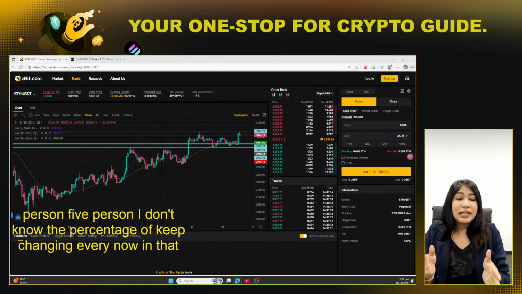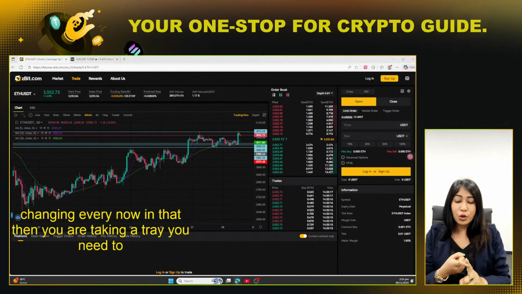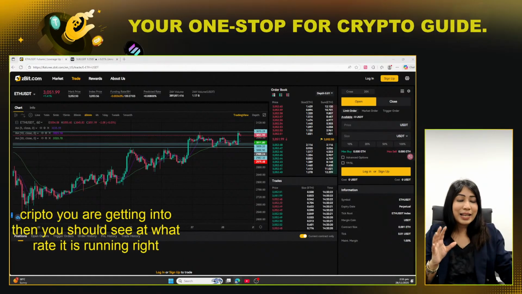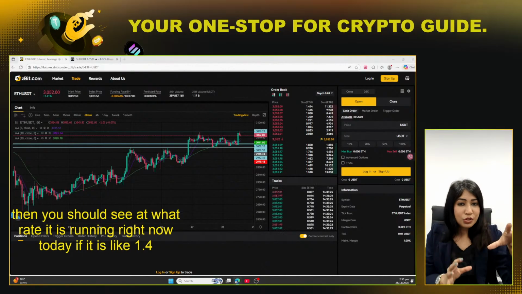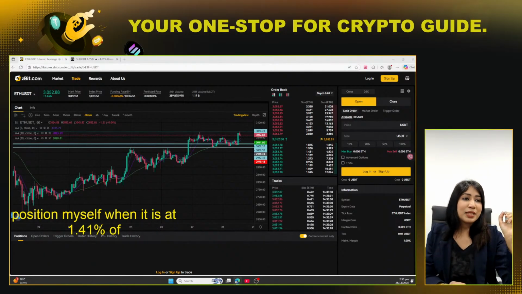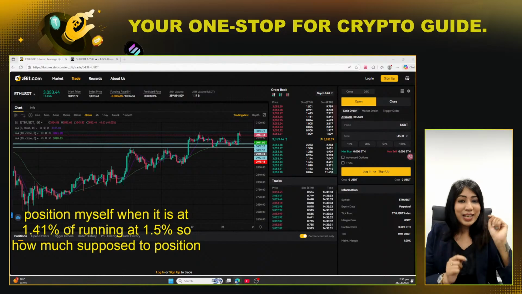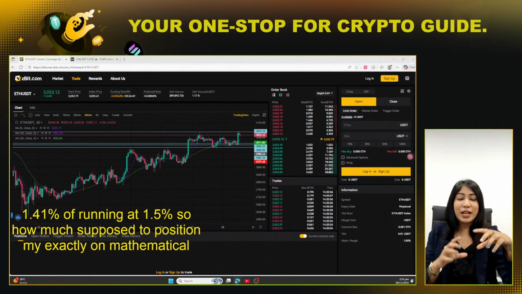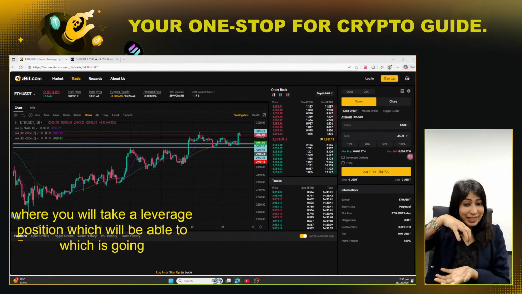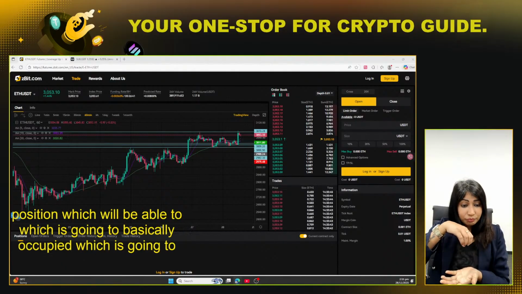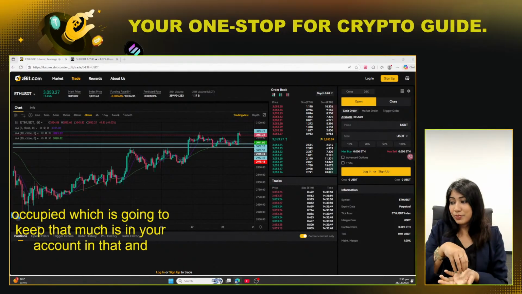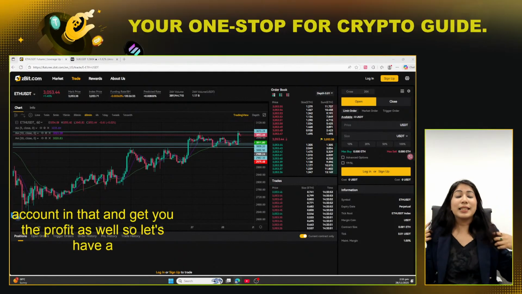When you are taking a trade, you need to understand which crypto you are getting into. Then you should see at what rate it is running right now. Today, if it is 1.42%, or running at 1.5%, how am I supposed to position myself? That's where your mathematical calculations come into place, where you will take a leverage position which keeps the margins in your account intact and gets you the profits as well. So let's have a look at all those things as we go about.